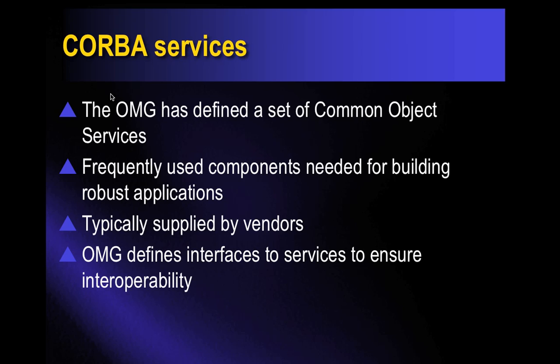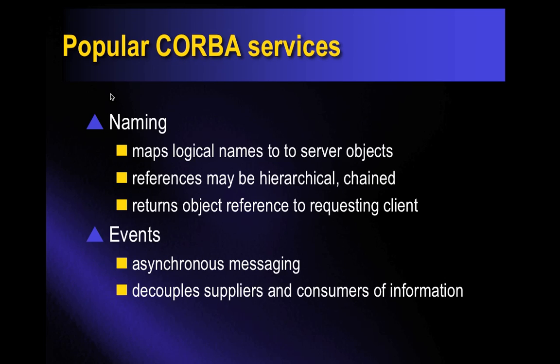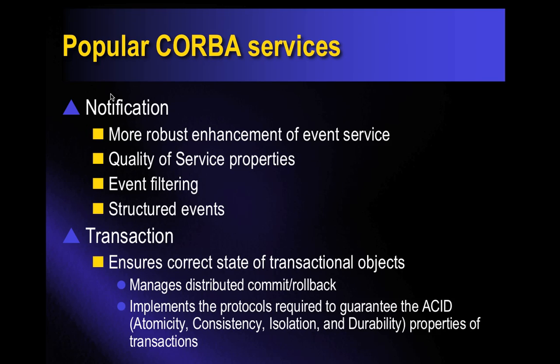So CORBA is basically giving us our common foundational middleware interoperable environment. Popular CORBA services include naming, as an example, which maps logical names to server objects. References might be hierarchical or chained, returning object references to request clients. It also has services for events, asynchronous messaging, decoupling suppliers and consumers of information, all types of different events that might occur, notification services, and transaction services as well.